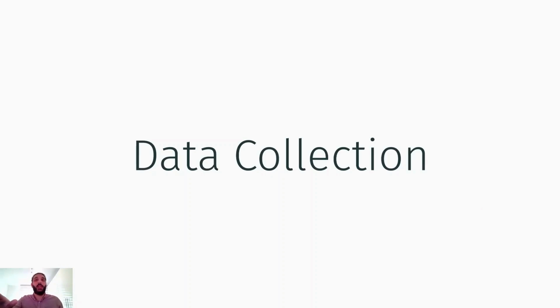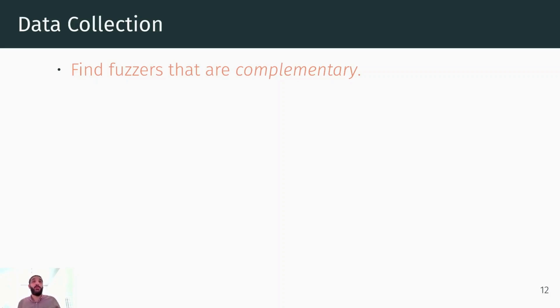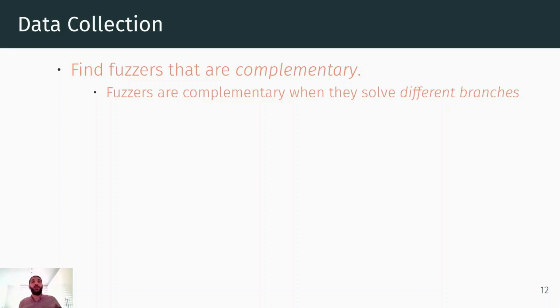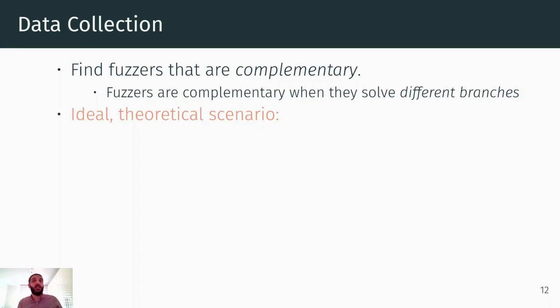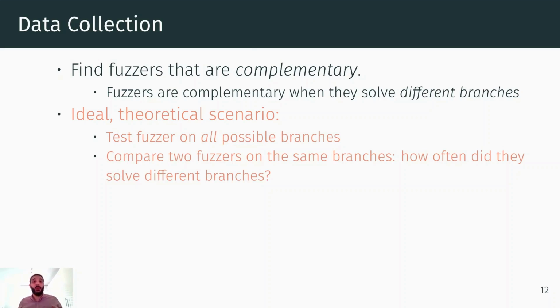So how did we collect the data that we use to make this prediction of which fuzzers will work well together? Basically, we want to find fuzzers that are complementary, which I've shown before with the matrix and the cells. Complementarity for us basically means we want to find fuzzers that solve different branches. The ideal, theoretical scenario would be this: what if we could test every fuzzer on all possible branches that it will ever see in future fuzzing scenarios? Of course, this is not possible, but theoretically, if we had this data, we could look at two fuzzers that were tested on the same branches and say, hey, they solve different kinds of problems. So if we let them run collaboratively, they might profit from each other, and we would be able to calculate how well they would profit from each other.